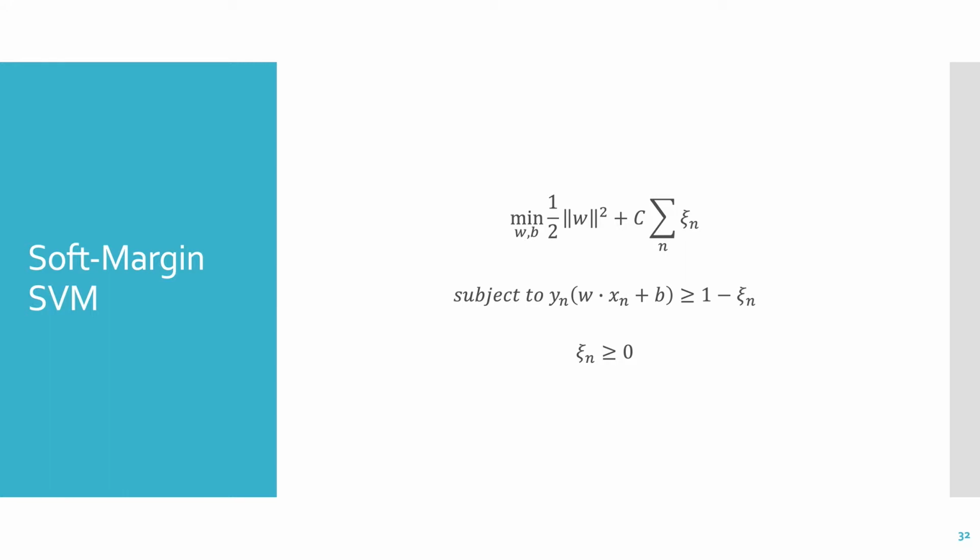A large margin gives us good generalization. That's why we like it. The first term in the optimization problem gives us a large margin, and the second term gives us a small slack. Large margin, small slack.